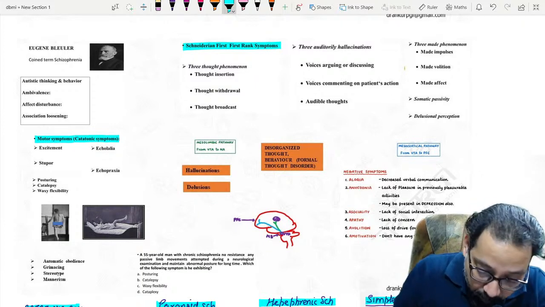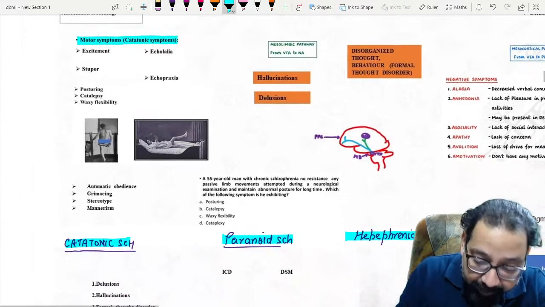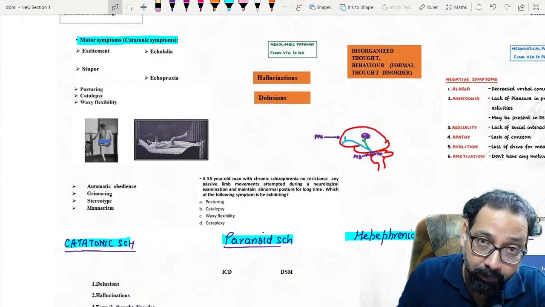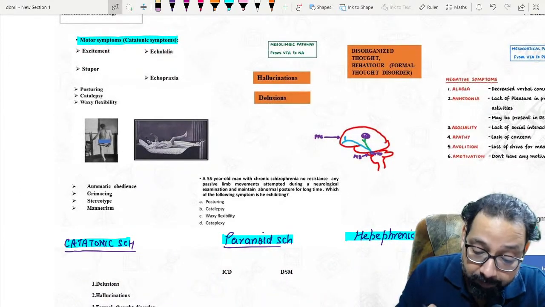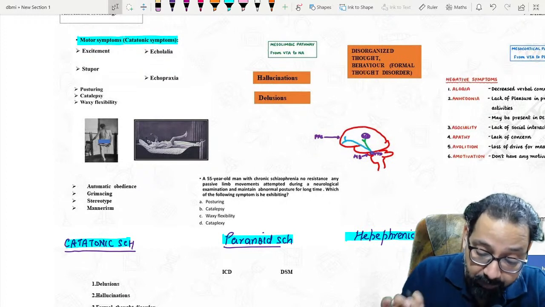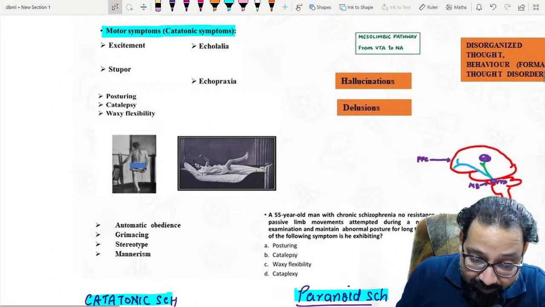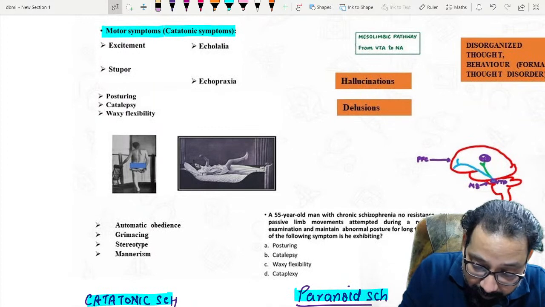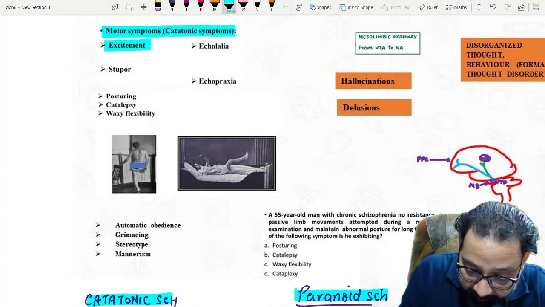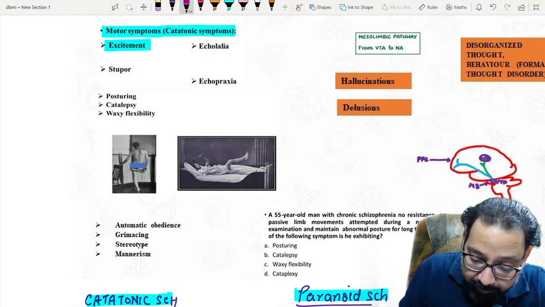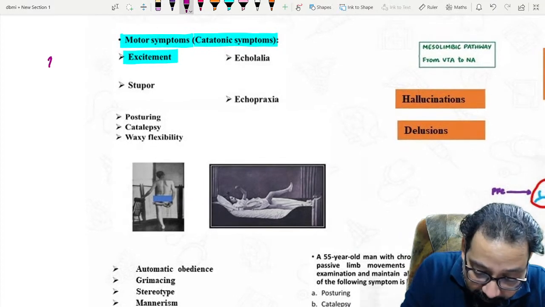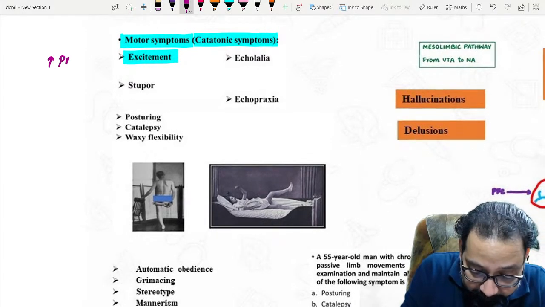Now, motor symptoms are a favorite topic of questions in PG entrance exams. What are the motor symptoms? First is excitement. What is excitement? The patient is having increased psychomotor activity.